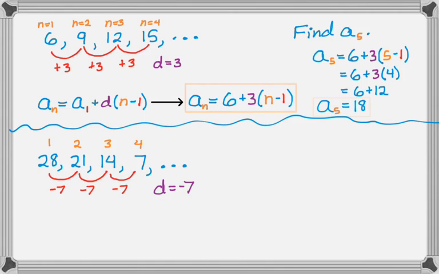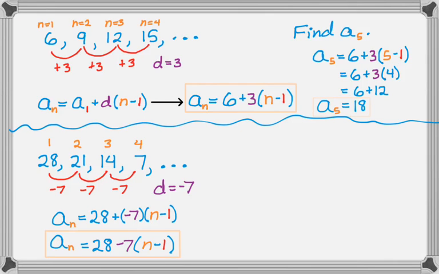I know the first term is 28, so I'm all ready to write my sequence. So I get a sub n is going to be 28 plus negative 7 times the quantity n minus 1, but of course you're not going to leave your answer like that. So a sub n is 28 minus 7 times the quantity n minus 1.